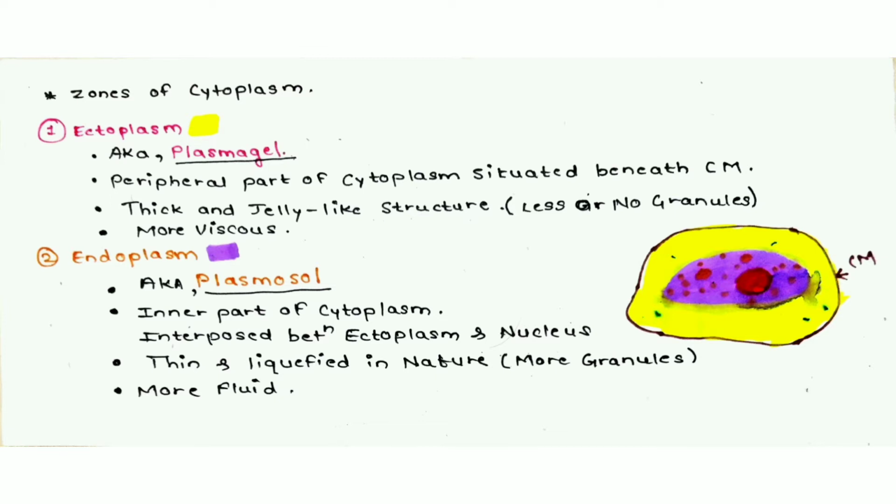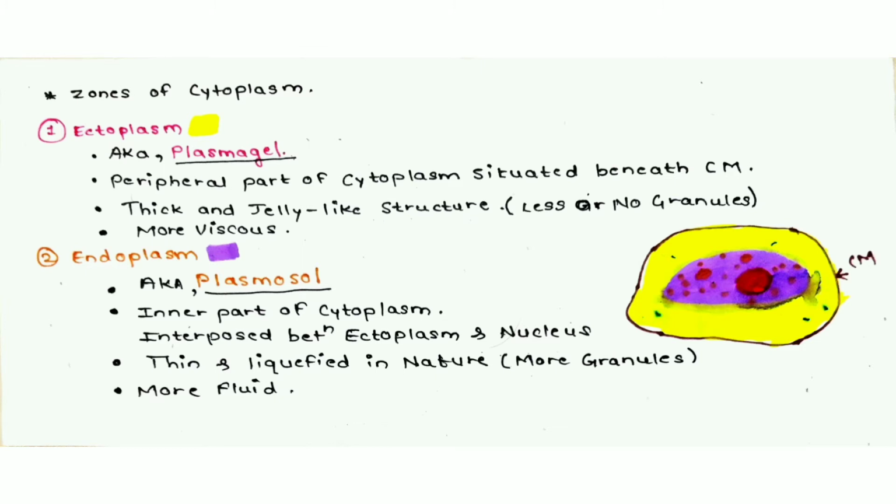As the name suggests, it is the peripheral part of the cytoplasm which is just beneath the cell membrane. It is also known as plasmagel, which is a thick and jelly-like structure having less or no granules. The gel word here suggests it is semi-solid, meaning less fluid, or you can say more viscous.